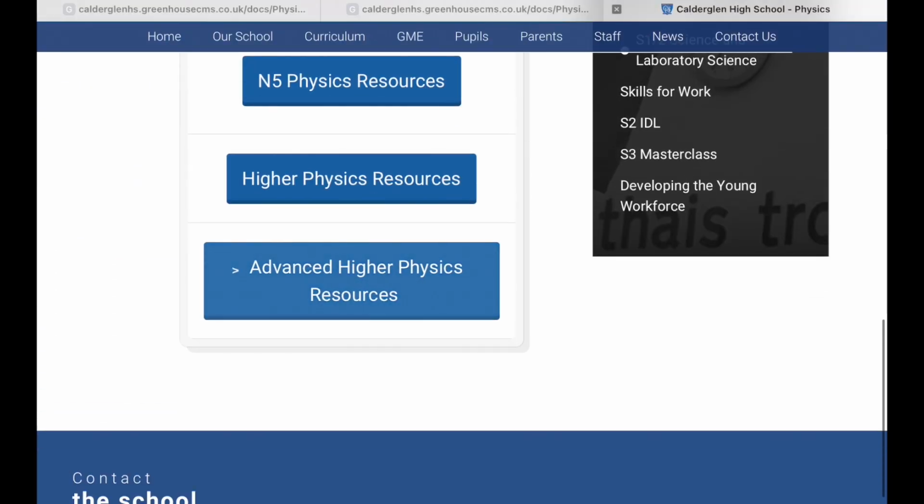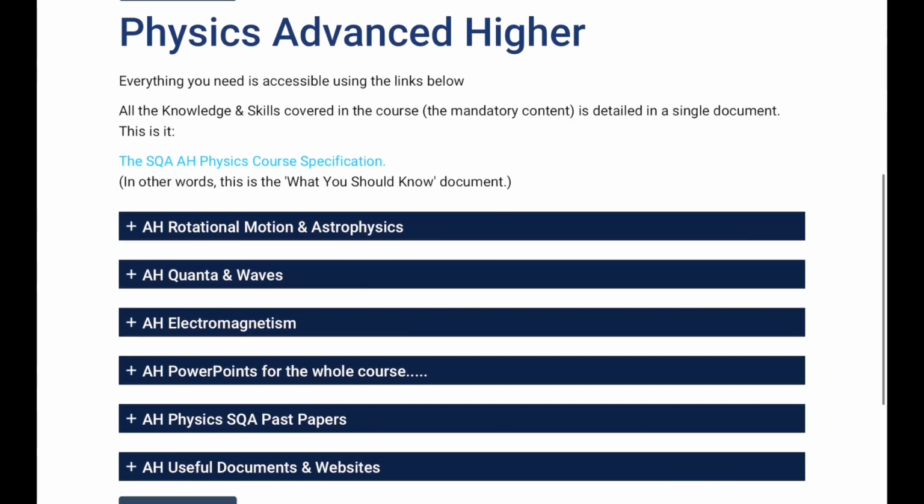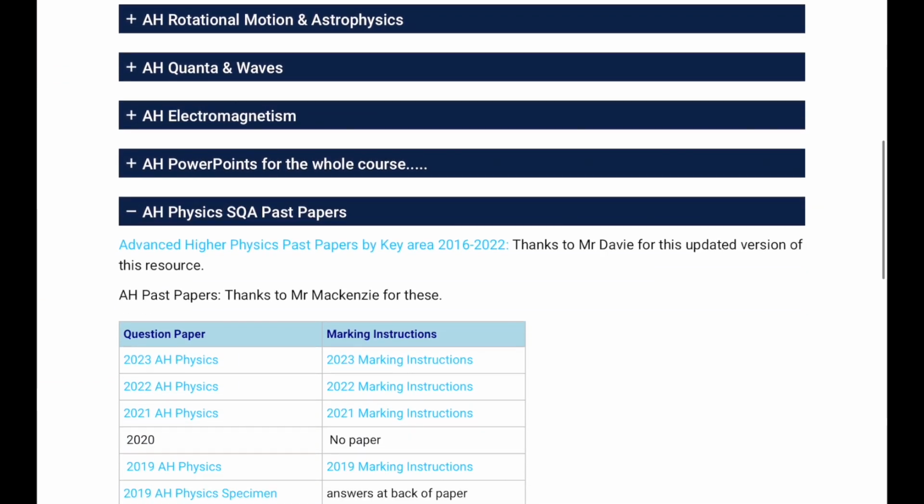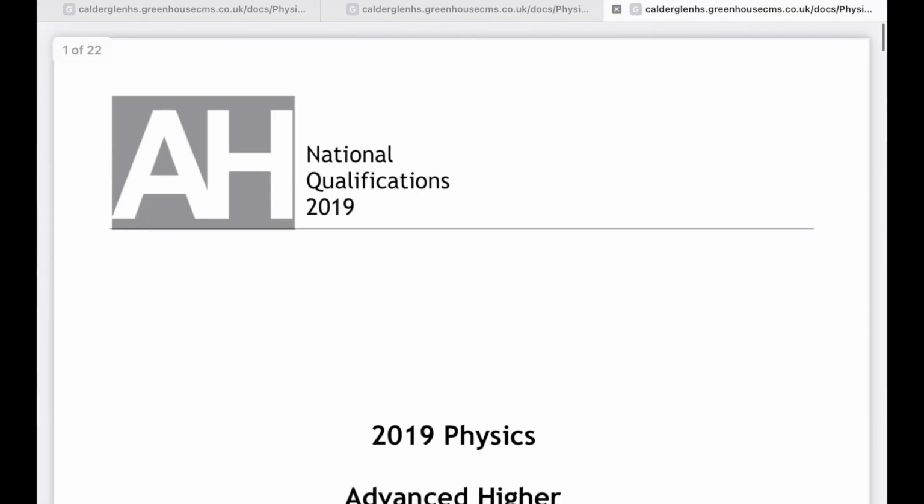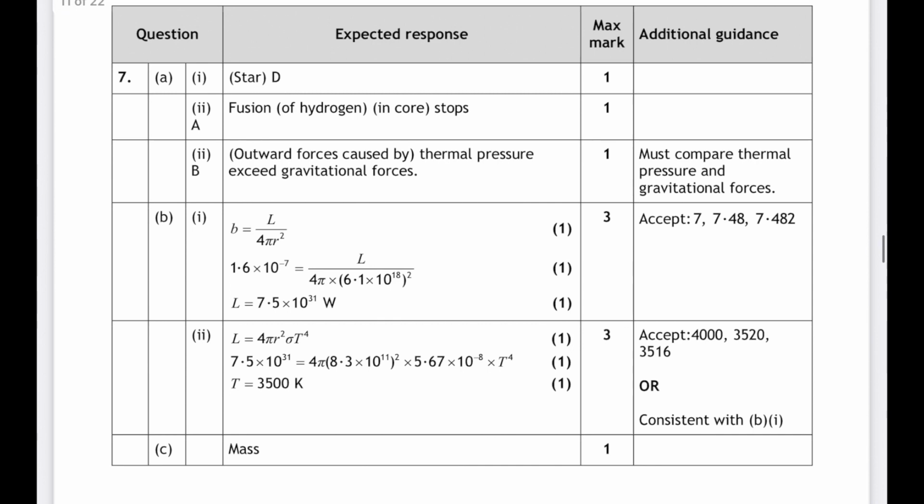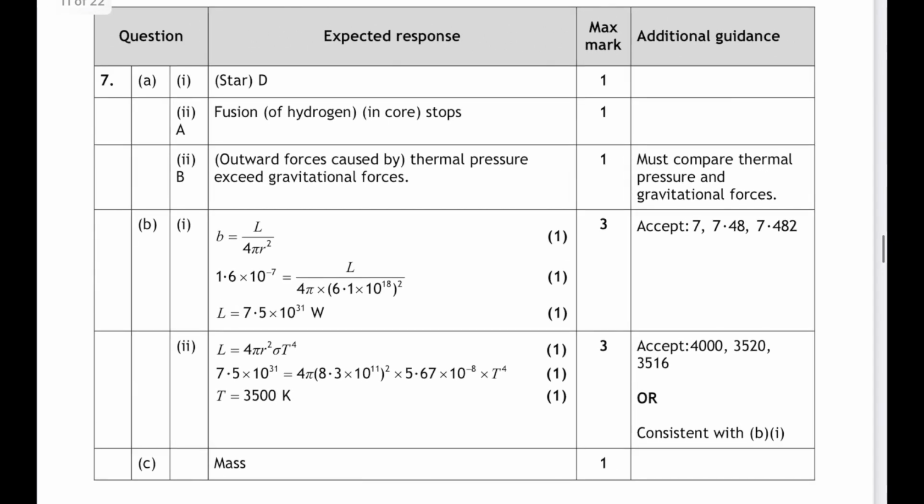Again, you'll get them from the Calder High website. It's a 2019 paper, so we're looking for the 2019 marking instructions. They're there, and we're looking for question 7. So, 7A part 1 was star D, part 2A, the fusion in the core stops, and part 2B, the thermal pressure exceeds the gravitational force.